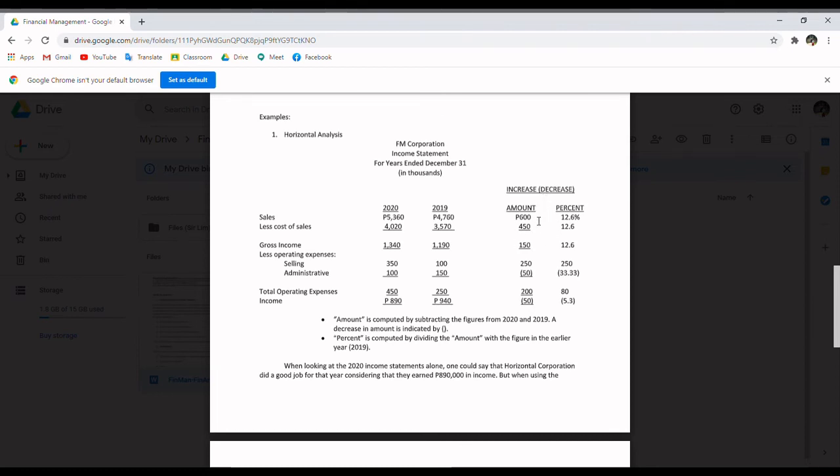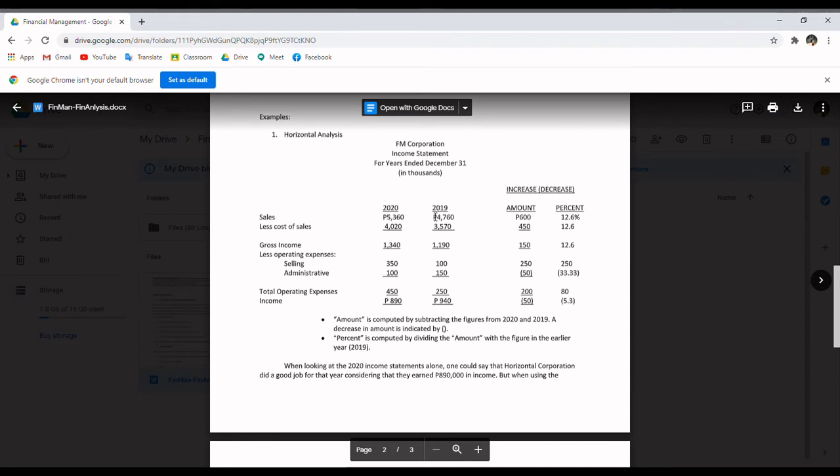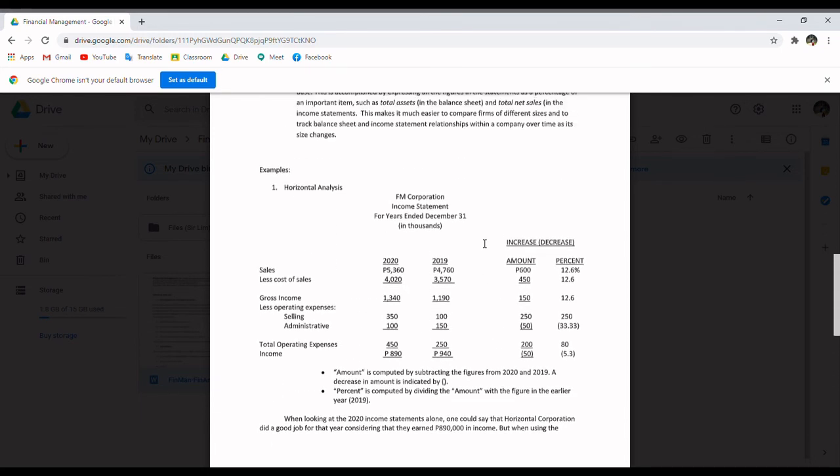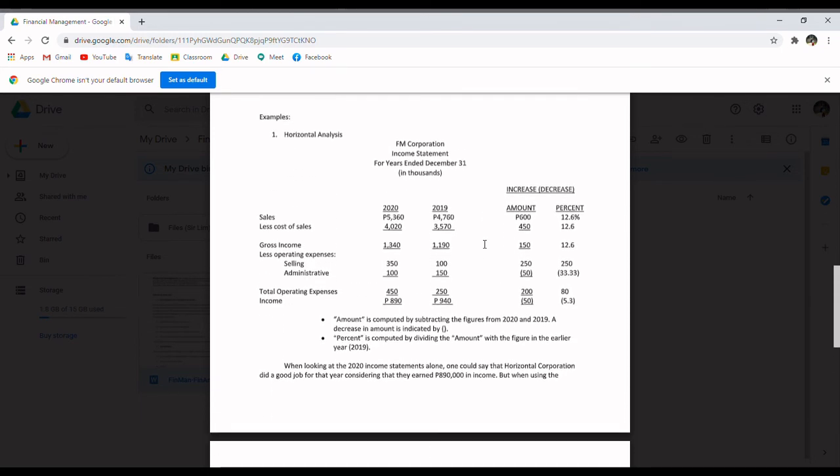Next, we divide the amount of change in peso by the earlier base in order to get the percentage change. So the same procedures are used whether the income statement or balance sheet is given.